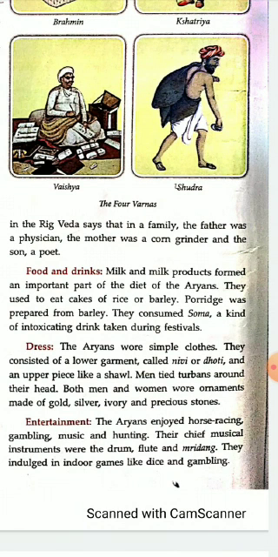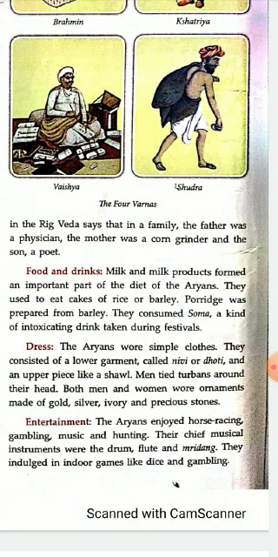They used to eat cakes of rice or barley. So the Aryans used to bake cakes which were made of rice or of barley. Barley is a kind of cereal. Porridge was prepared from barley. Porridge is a kind of dish.